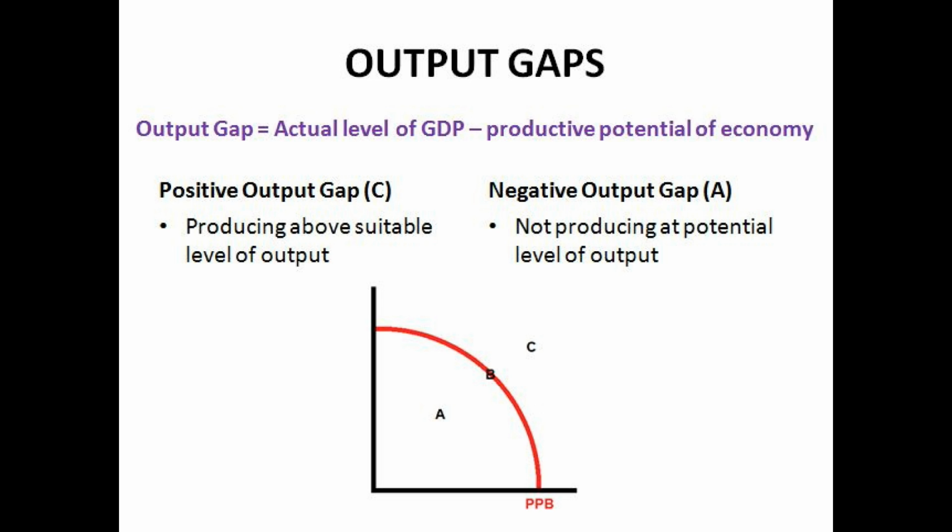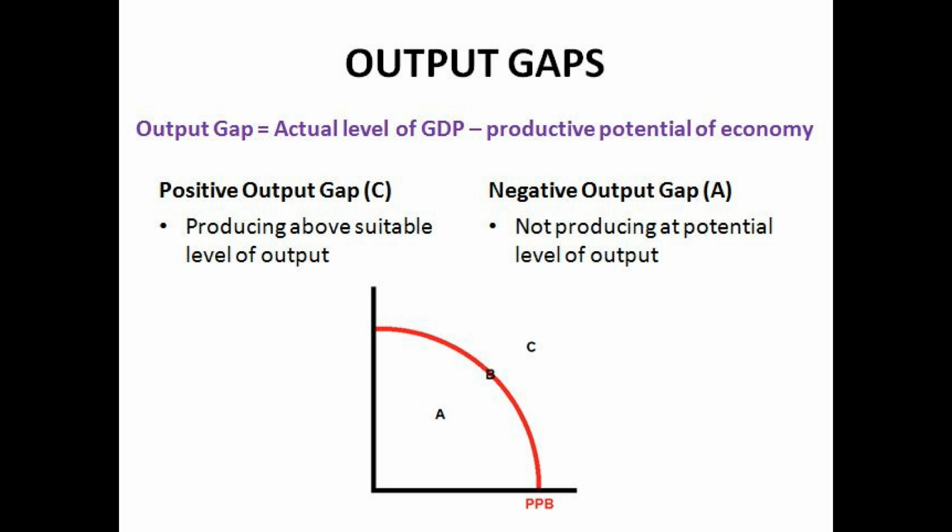Output gaps. They're measured by doing the actual level of GDP minus the productive potential of the economy. So say we had a small island, it's got 3 people on. If these 3 people work for a suitable number of hours a day, they can make 20 chocolate bars between them. If they're producing 30 chocolate bars between them, that's a positive output gap because they're producing above their sort of potential, above their suitable level of output, possibly because they're working for longer hours than they should be working in order to keep healthy.